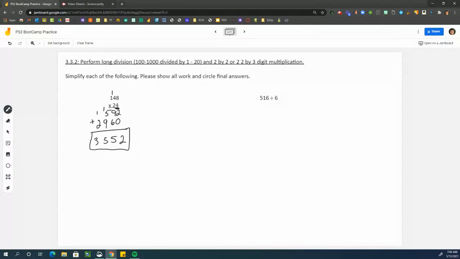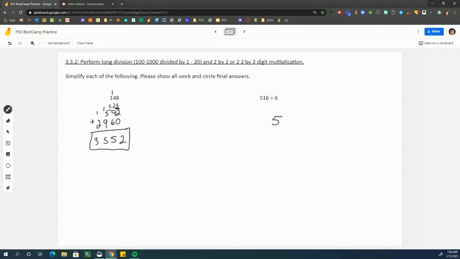And does that make sense? Well, 150 times 20 should be about 3,000, right? So a little bit more than that. So a little bit more than 20 and slightly less than 150 will give us slightly more than 3,000. So that makes sense. Now we'll turn our attention to 516 divided by 6.